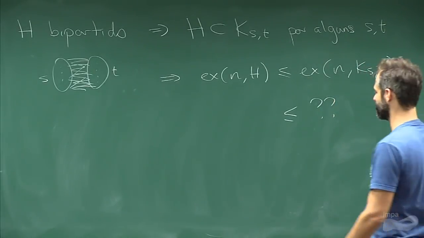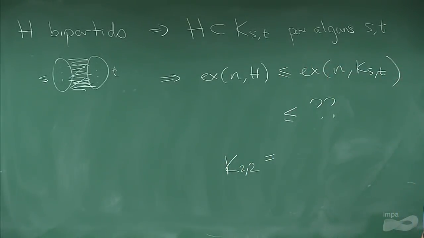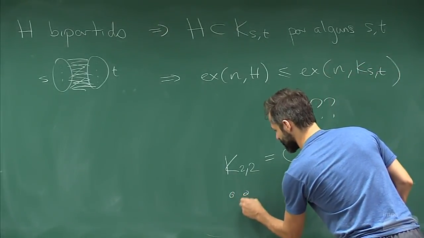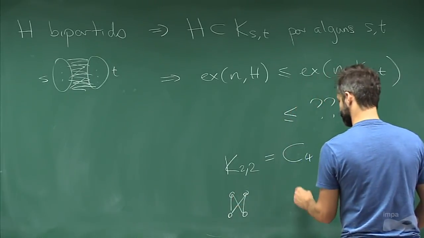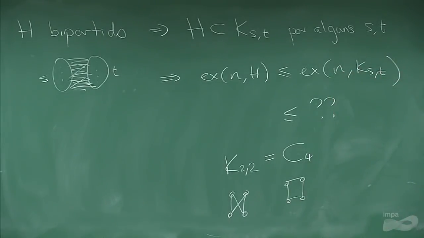Noting that K22 equals what? C4, right? K22 is just another name for C4. They're the same graph. So once again, if you want to prove something in general, and you have a proof for a particular case, why not try generalizing it? So, there it is. What do you want to do?